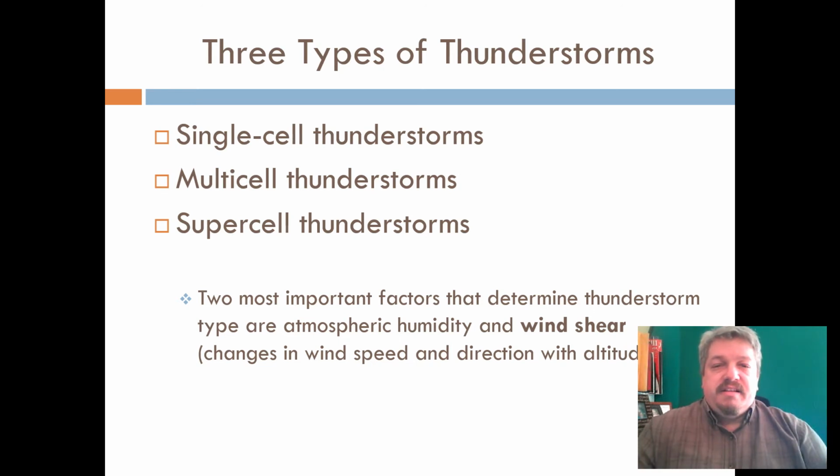If they flow exactly the same, if the wind speed at the ground is 20 miles an hour out of the east, and you go up 10,000 feet and it's 20 miles an hour out of the east, there's no wind shear. But if at the ground the wind is coming 20 miles an hour out of the east, and at 10,000 feet it's coming 30 miles an hour out of the west, that's wind shear.